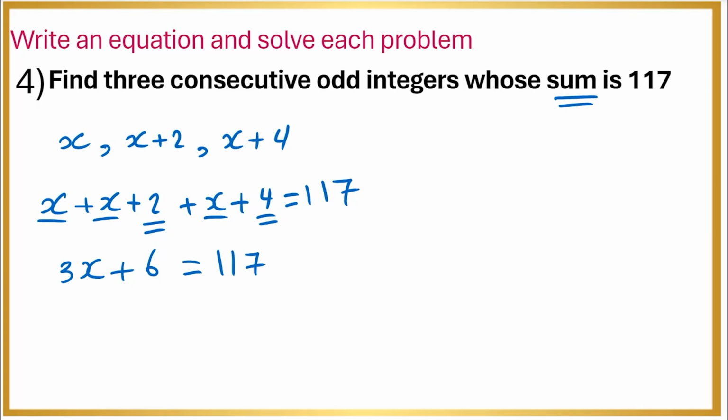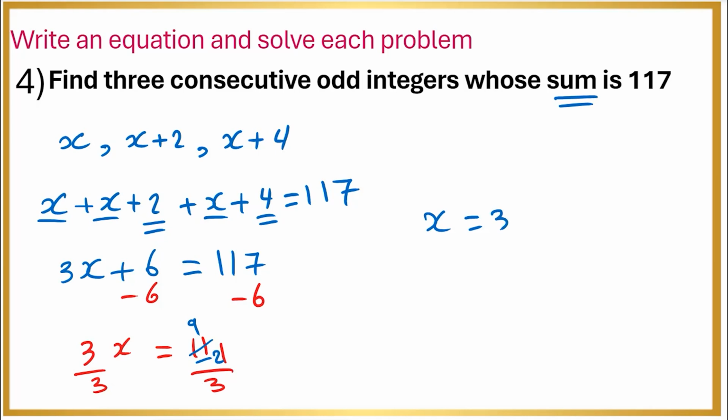Now we need to solve. Minus 6, minus 6, 3x equals 111. Now we need to cancel this 3. How? Divide by 3, divide by 3. Okay. Then x equals 111 divided by 3. 1 divided by 3 we can't, so we take 11. 11 divided by 3, we make it 9 and we have 2 left. 9 divided by 3 will be 3. 21 divided by 3 will be 7.